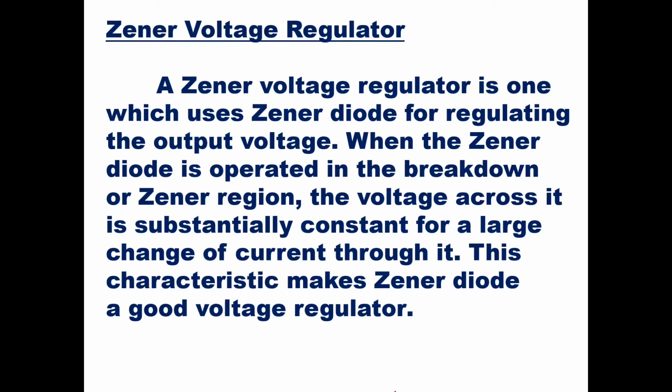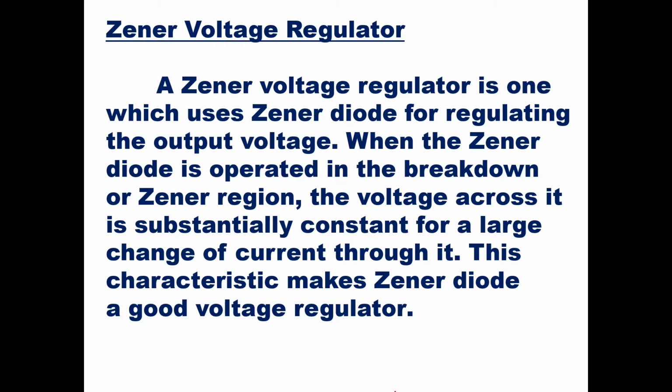Now, why is the Zener diode used as a regulator? If you see the note over here, a Zener voltage regulator is one which uses a Zener diode for regulating the output voltage. When the Zener diode is operated in the breakdown or Zener region, the voltage across it is constant. A large change of current through it will be flowing, but the voltage will remain constant. This characteristic of the Zener diode makes it a good voltage regulator.